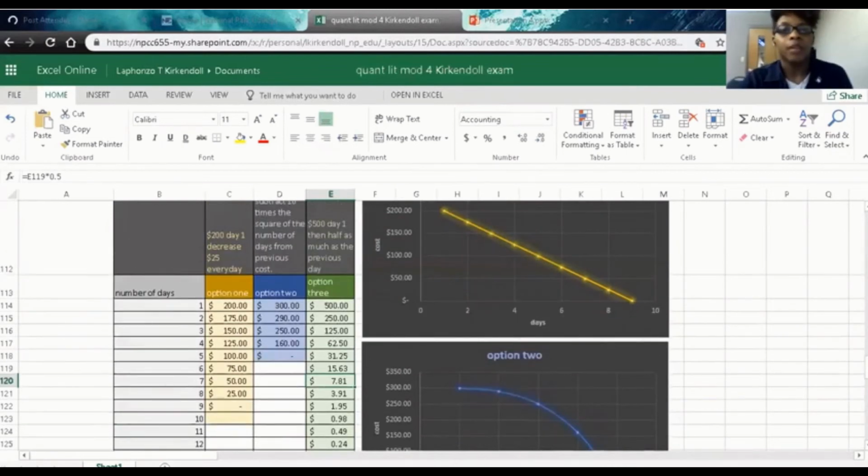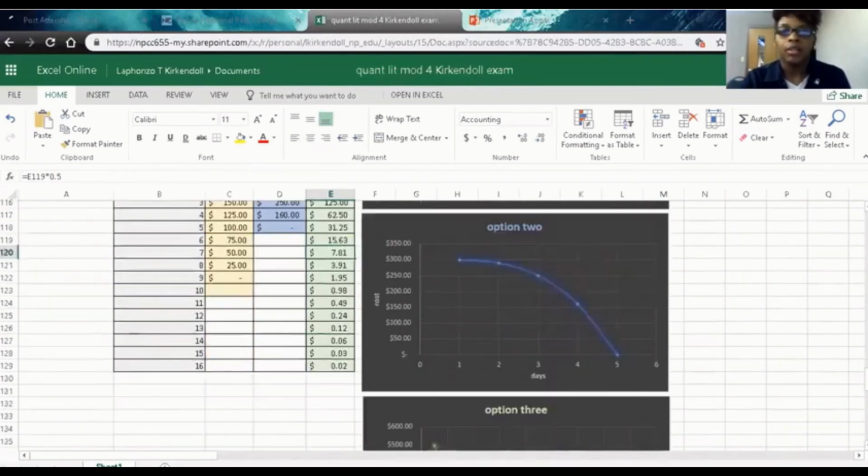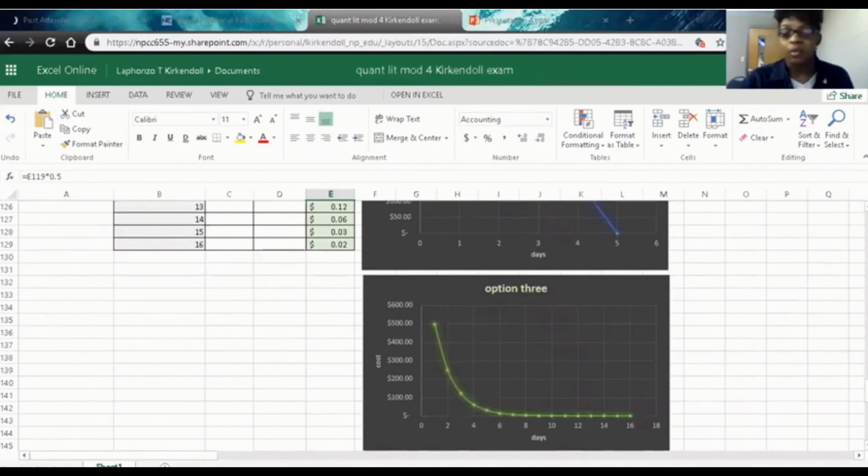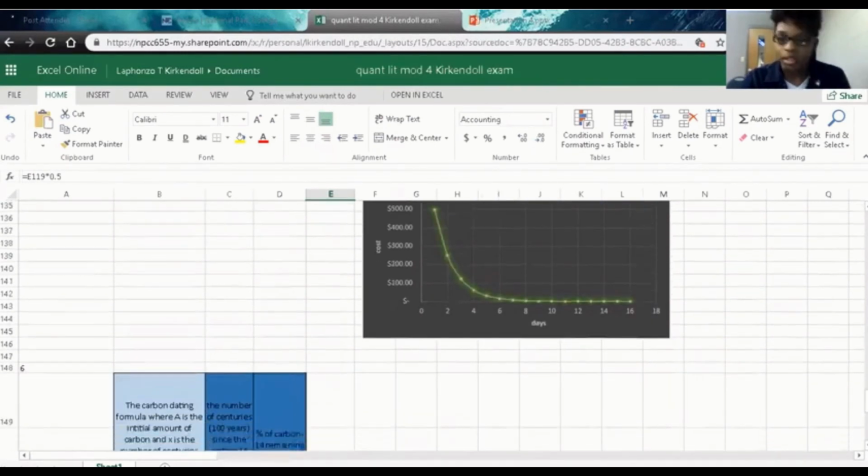And then for the third option, which is $500 a day, then half that cost every single day, which would create a horizontal asymptote, as you would be approaching 0 and never reach it. I guess this is great for people who want to stay there and never ever leave, because that would happen, and they would be charging change for staying. Maybe 5 cents would become an entire month.